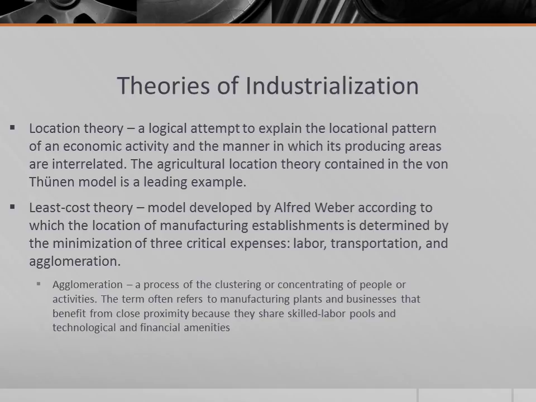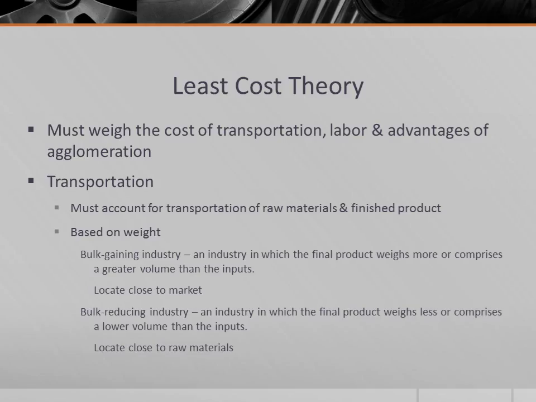So essentially what Alfred Weber did, Alfred Weber was a German economist, geographer, sociologist, and theoretician of culture. And essentially what he did is said that for a secondary sector activity, you have to think of three things. You have to keep your labor costs down, your transportation costs down, and you have to consider the benefits of agglomeration. All right, you have to take a look at that. So let's take a look at how this theory works. The least cost theory weighs the cost of transportation and labor and the advantages of agglomeration. That's essentially what that definition is.